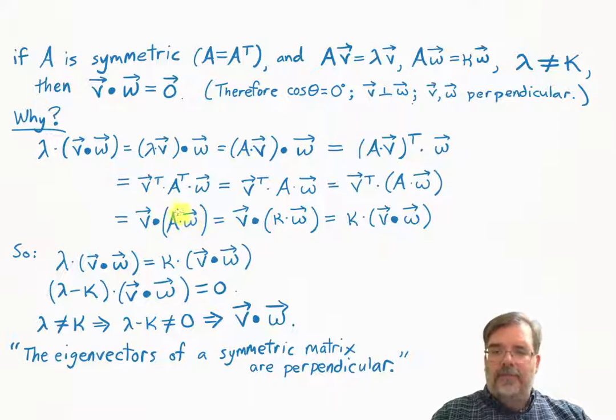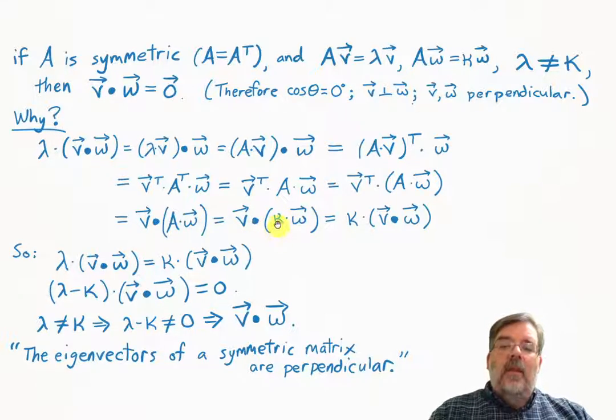All right. And A times w, well, this is again an eigenvector, and I know that A times w is equal to the scalar multiplication kappa times w. So I could replace this with that. It's like I'm reversing the observations in this direction. Okay, so A times w replaced with kappa times w. I have v dot kappa times w. And I can take kappa and pull that outside the dot product. So I have kappa times the dot product.